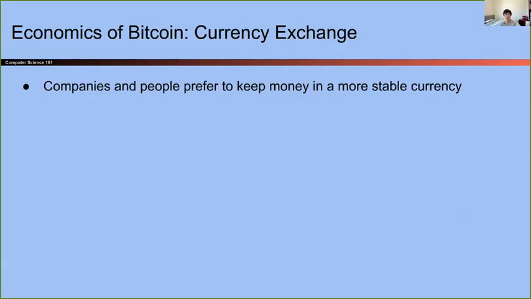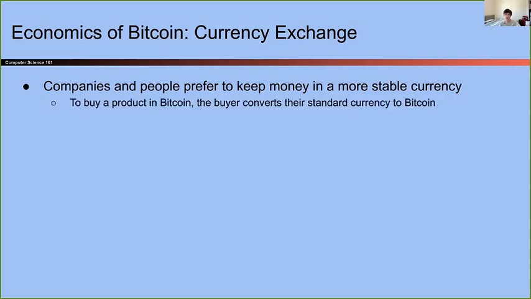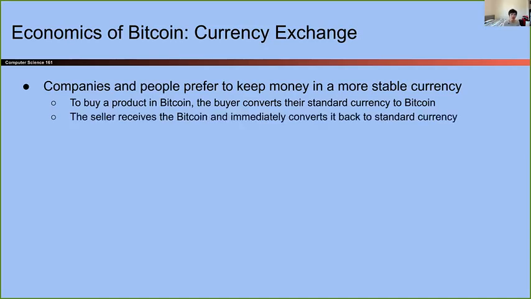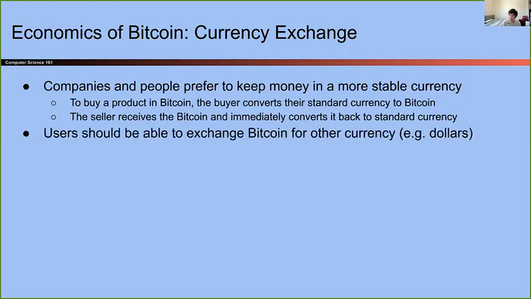When we're trying to exchange Bitcoin for something that is officially worth something, we'll use exchanges. So if we want to buy a product in Bitcoin, what's going to happen is that the buyer just takes their $5, turns it into Bitcoin and sends that Bitcoin on. No one's actually holding onto Bitcoin for the purposes of buying things. The seller receives this Bitcoin and just turns it back into the standard currency.